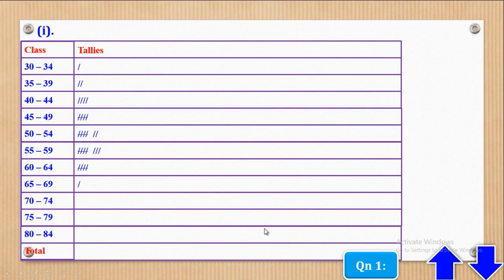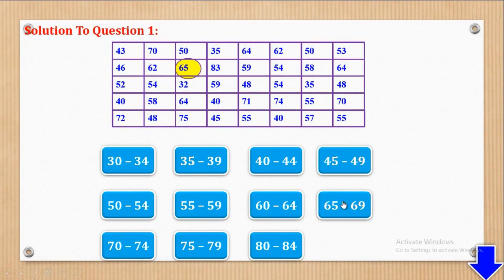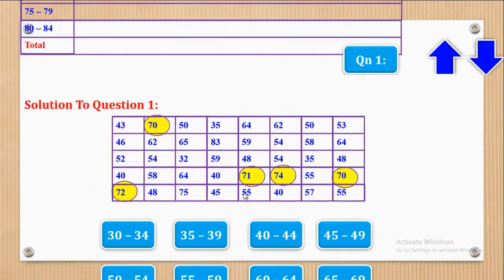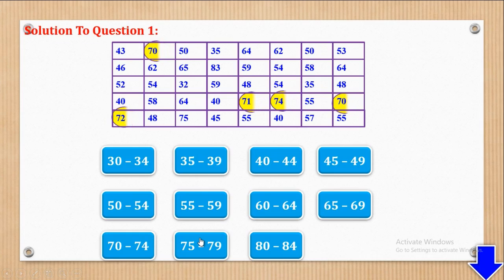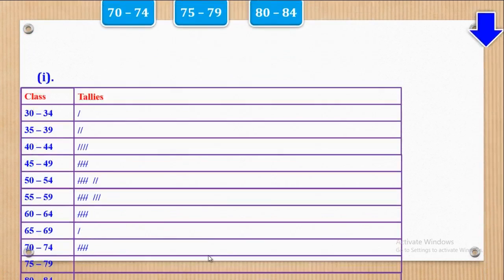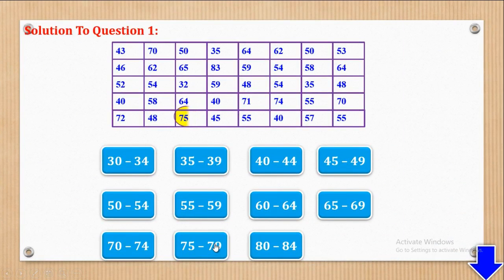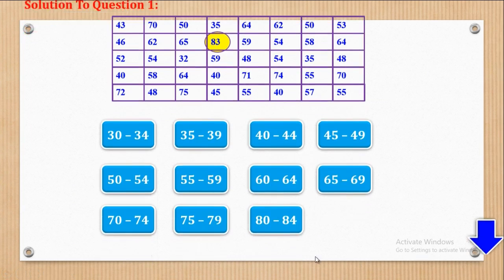Next will be 70 to 74. So they are 1, 2, 3, 4, 5. I'll put a tally corresponding to 5. Next will be 75 to 79. So it is only 1, so we shall put a tally corresponding to 1. Then lastly is from 80 to 84. So it is only 1, so I'll put a tally corresponding to 1.